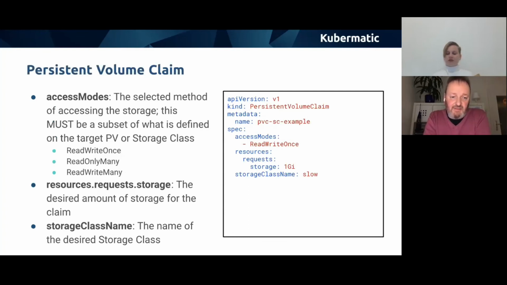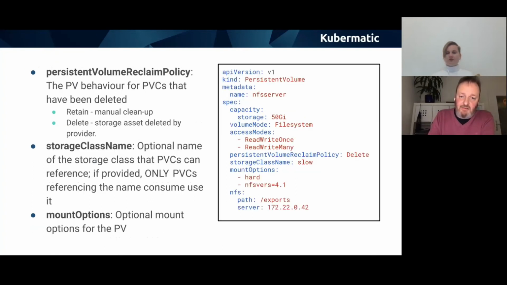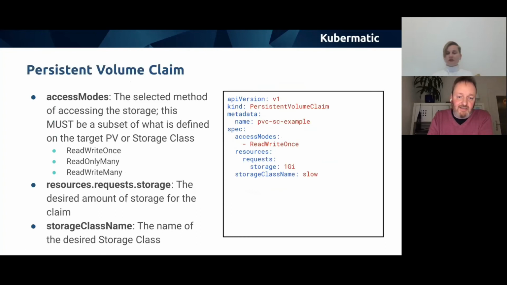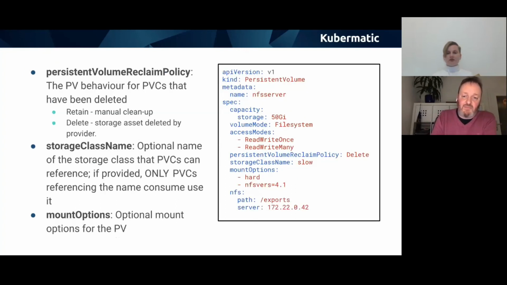And I would like to have my 1 GB of storage, and this is also easily inside. And I have a storage class name as this optional way, and this is slow. And in this case, it matches. So these two like each other.